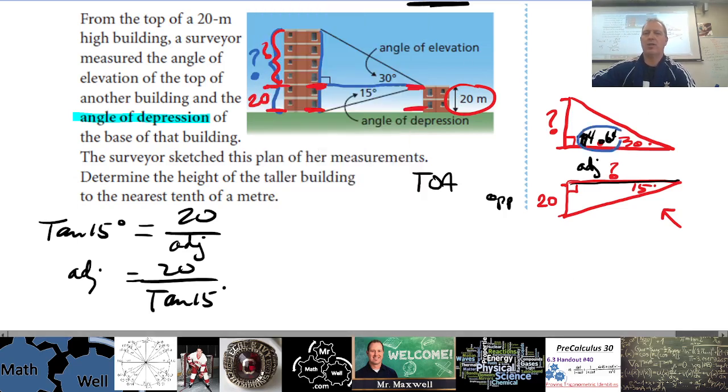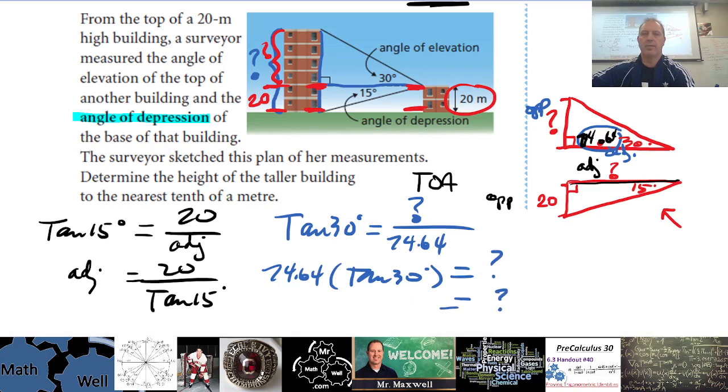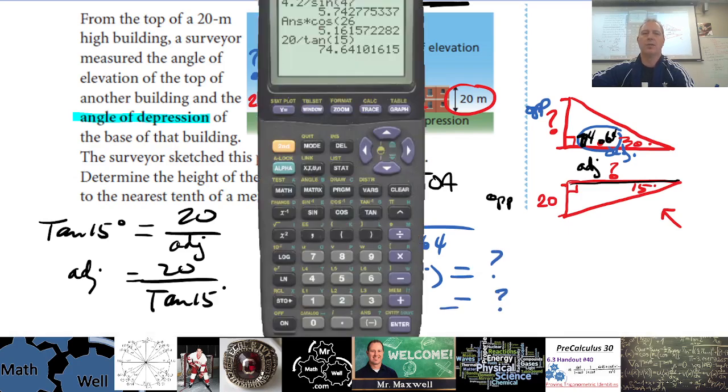I'm going to use the adjacent side and the opposite. So adjacent and opposite, that is, tan again. Nice. Tan 30 degrees equals opposite side, which I do not know, over 74.64, and so on. So 74.64 times tan 30 equals our unknown side. Can somebody grab that door for us, please?